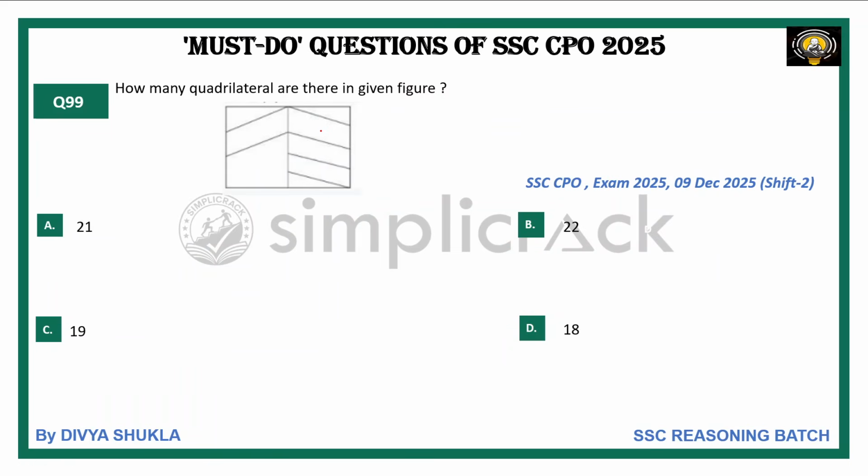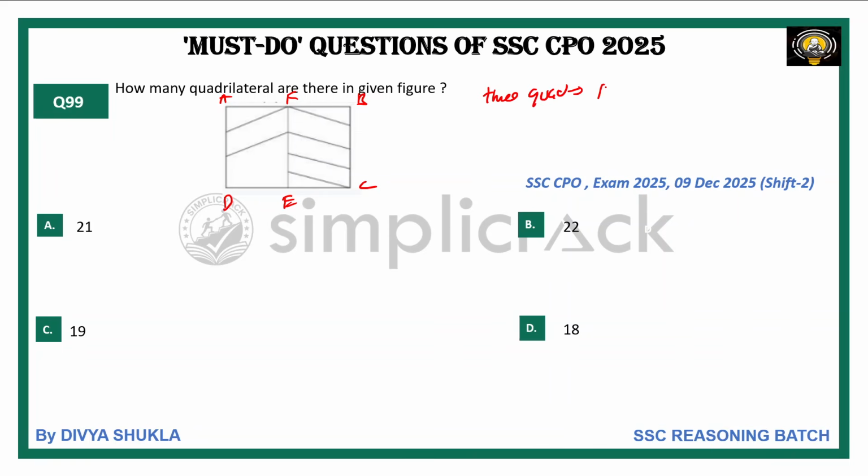Very important question. How many quadrilaterals are there in the given figure? Very, very important question. Okay. So if we start solving, understand. Suppose I'm naming this ABCD, and E and F also. So I can say that I am finding three quadrilaterals here only. What are the three quadrilaterals?